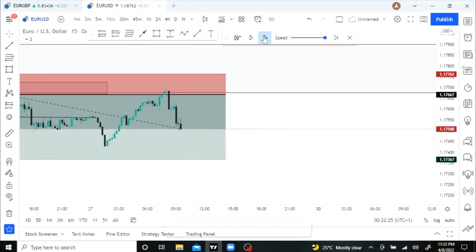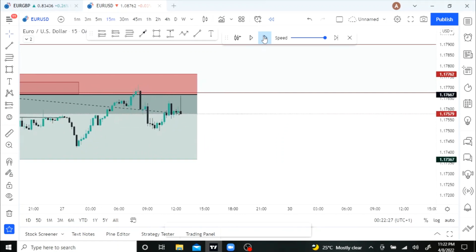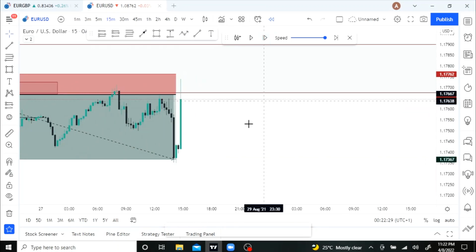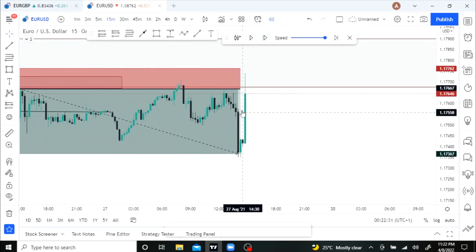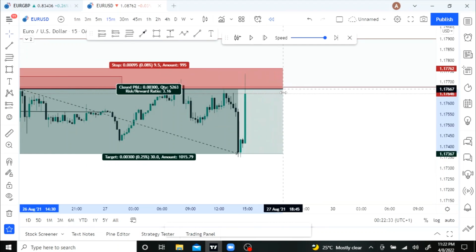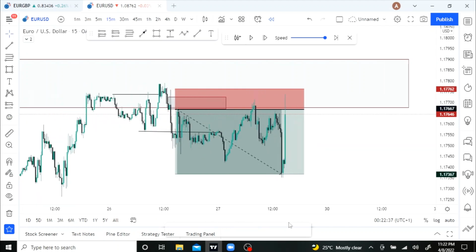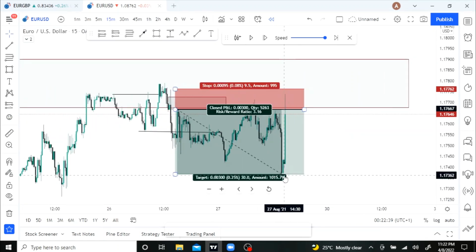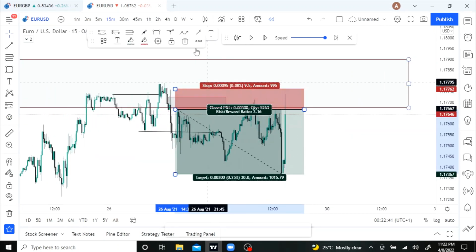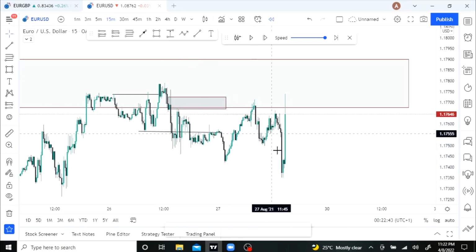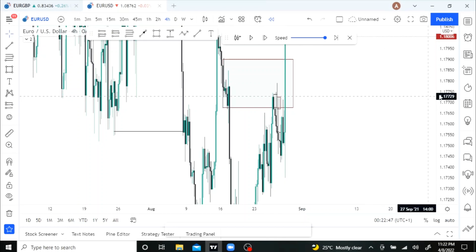Price has retested our entry, but no problem, we wait patiently. Boom, TP is hit. So we hit TP beautifully right here for 1:3 reward. Beautiful trade. So let's go back to the 4H to see what price is doing.